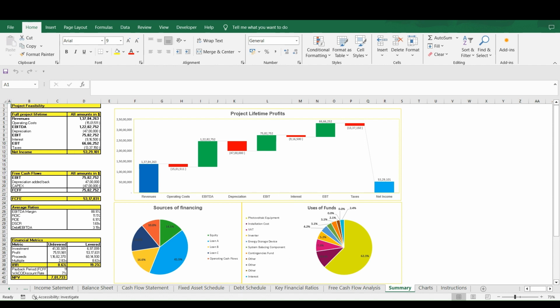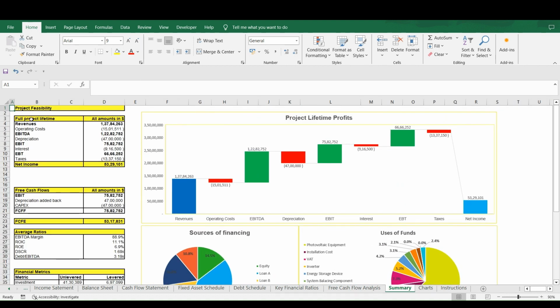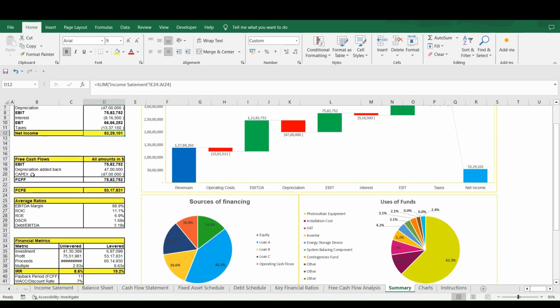Now let's look at the summary sheet. In the summary sheet, we have the following matrix, and we have our full project lifetime calculations of revenues, our operating cost, then we have EBITDA, our depreciation of assets, then we have EBIT calculations, earnings before interest and taxes, then we have interest deduction on the loan that we have taken, and after tax deduction we get the net income. So overall this is an aggregate of all the net income that will be generated over the lifetime of this project. Then we have free cash flow calculation.